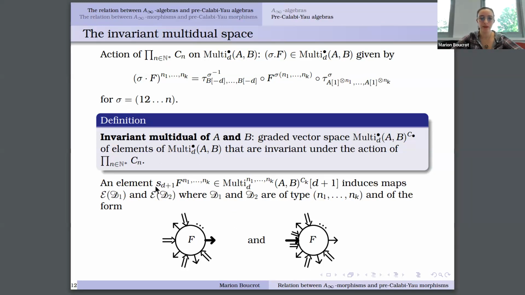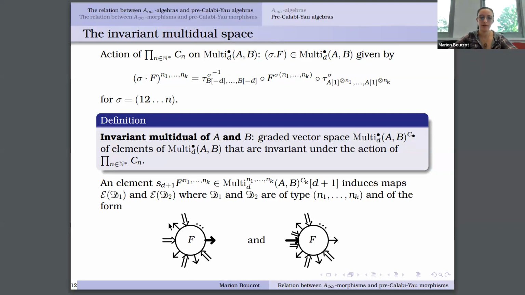So as before, I can shift an element of the invariant multidual now by d+1. And an element shifted like this will induce two types of maps. Here, this is the choice of applying the shift to an output of the map, like we did just before for the space of Hochschild cochains. And here, this is the choice of applying a shift of -d-1 to an input of the map.